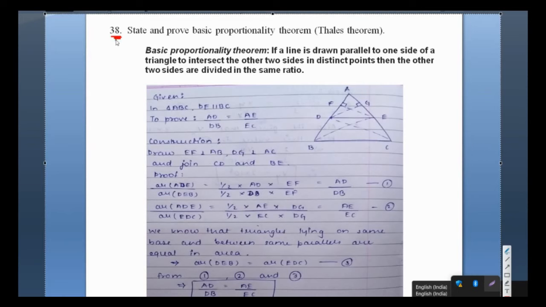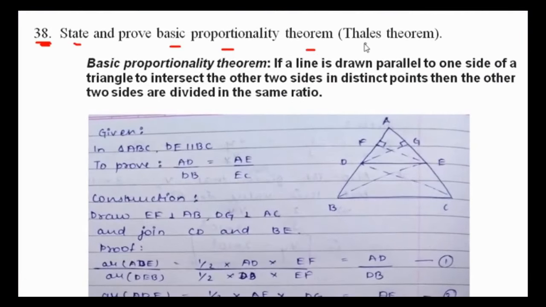So last section, sixth section, 38th question. State and prove the basic proportionality theorem. This theorem is also called Thales theorem. So the basic proportionality theorem says that if a line is drawn parallel to one side of a triangle, ABC is a triangle, if a line DE is drawn parallel to one side of a triangle to intersect the other two sides in distinct points, the distinct points are D and E respectively, then the other two sides are divided in the same ratio. Means AD by DB will be equal to AE by EC.